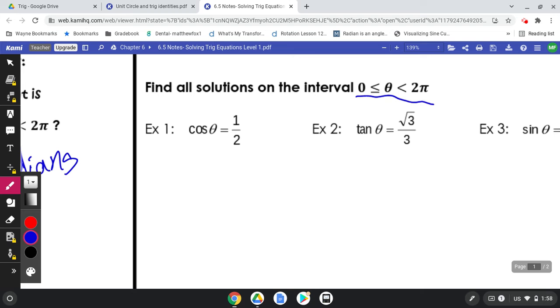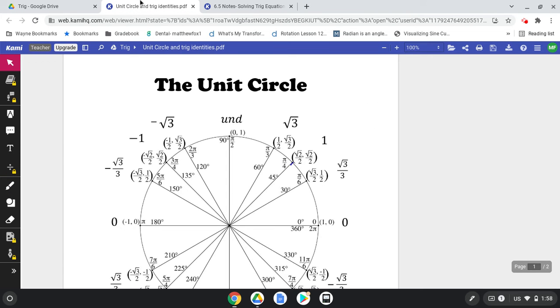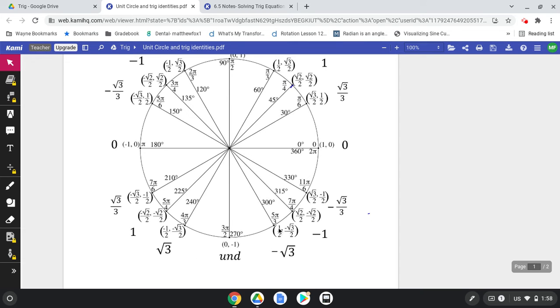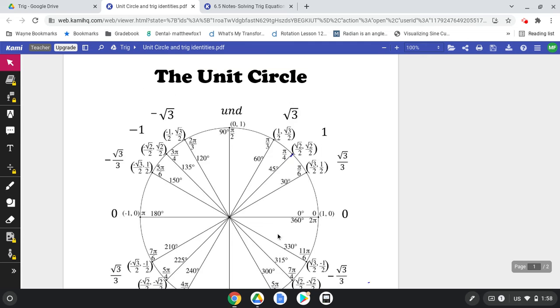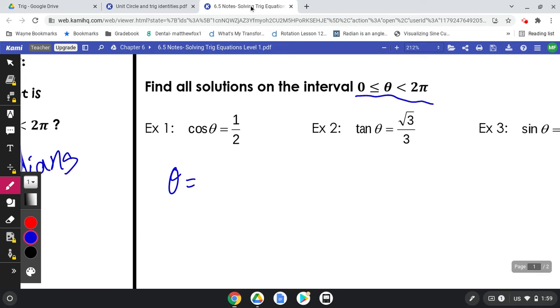Cosine of theta equals 1/2. We just say, when does cosine theta equal 1/2? So we think cosine is the x value, so we look at our unit circle. When is the x value 1/2? It's going to be right here at pi over 3, and then also right here at 5 pi over 3. Okay, that is when x is 1/2. So pi over 3 and 5 pi over 3.